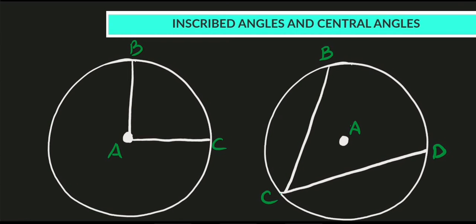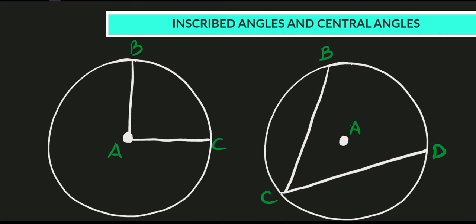According to our previous discussion, a central angle is an angle whose vertex is actually the center of the circle. So for example, we have this angle BAC. Obviously, the vertex of this angle BAC is the center of this circle. So automatically, the measurement of that central angle is equal to its intercepted arc.